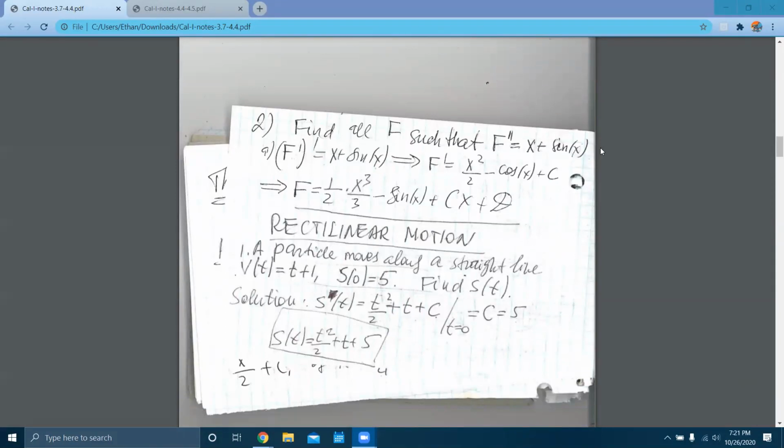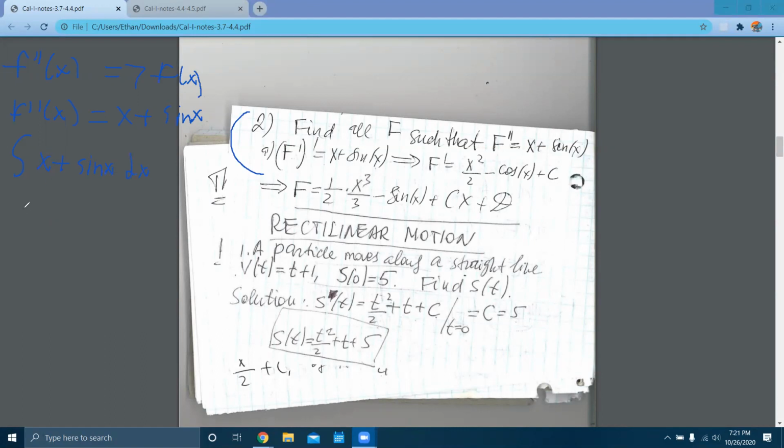Also, f double prime is equal to x plus sine of x. Here's what he did here. He did multiple antiderivatives right here. So if we do what he said, we're going to say, okay, we have this f double prime of x, and we want to find f of x. So f double prime of x is equal to x plus sine of x. So we take our first antiderivative of x plus sine of x dx.